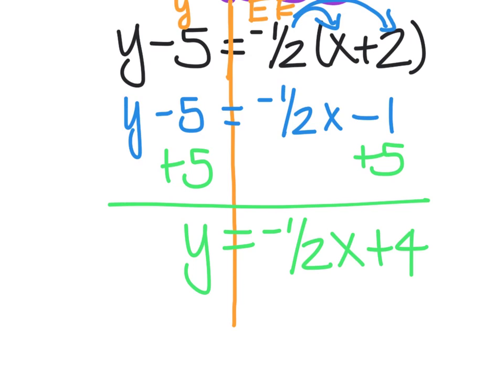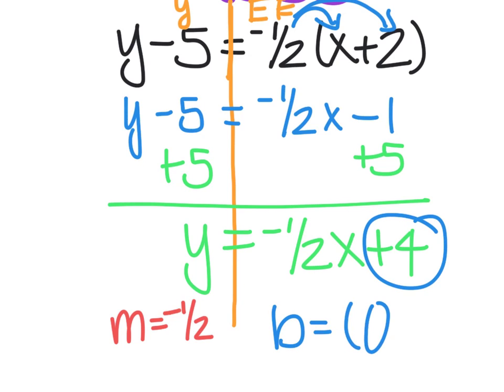So now I know two things about my line. I know that the slope, my m, is negative 1/2. We found that earlier. But from here, I've also learned that my b, my y-intercept, is positive 4. So I'm going to write that in the ordered pair form of (0, 4).